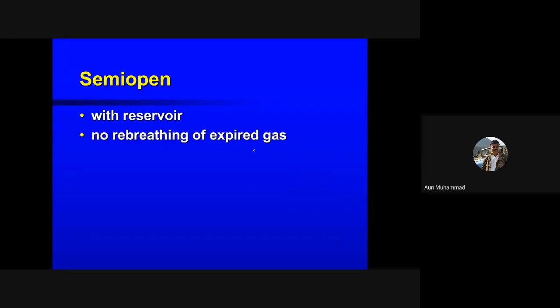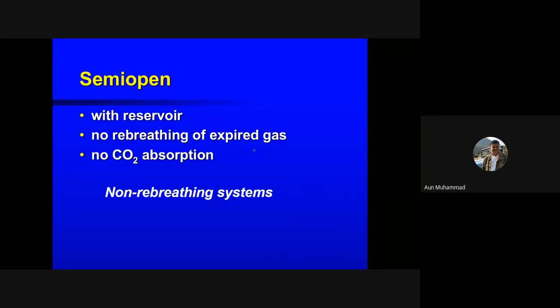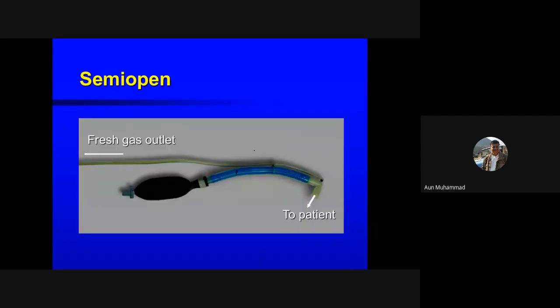So it doesn't have any channel or pipe for the expired gases, and so there will be no carbon dioxide absorption. And this is the non-rebreathing system. This is the example of the non-rebreathing systems, the semi-open system.